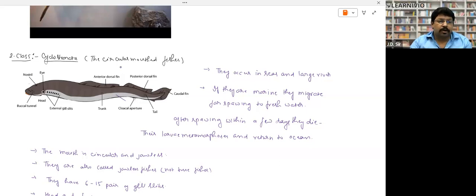Cyclo means circular, stomata means mouth. So the circular-mouthed fishes, right? The nostril is present. You can see the eyes are present. Buccal funnel means the area inside the mouth, right? This is the head. They have external gill slits. Trunk is present. Trunk means the stomach part. And the cloacal part.